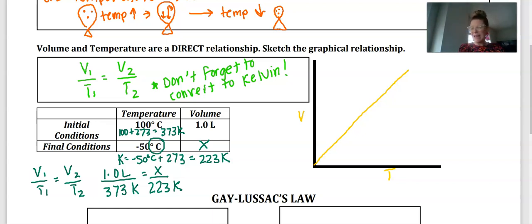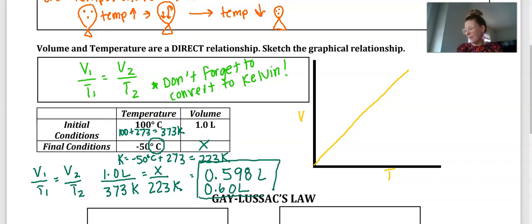What answer do you get as your final volume of this balloon, or of this, I don't know, whatever we're looking at, gas. Okay, and if we do solve this through, we end up getting 0.598 liters. I would probably round that to about 0.60 liters. Okay, so there we go. We have our volume. It's lower than our initial volume. That's what we'd expect to see. Okay, and that is Charles' law. Again, the relationship between volume and temperature if pressure is held constant.